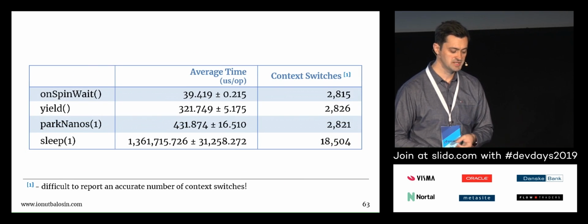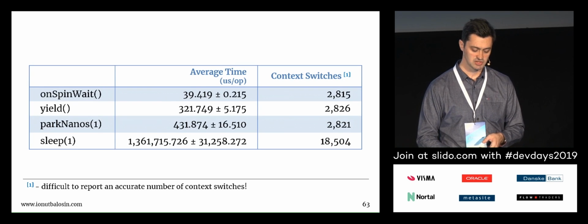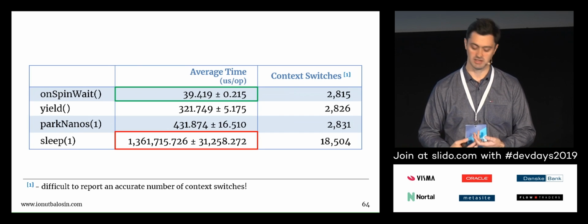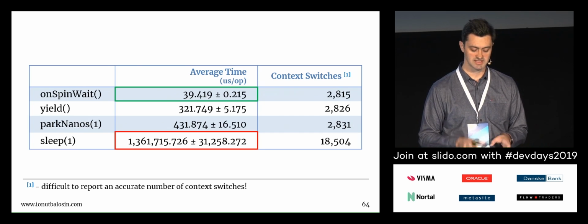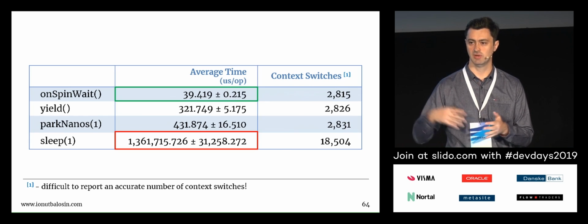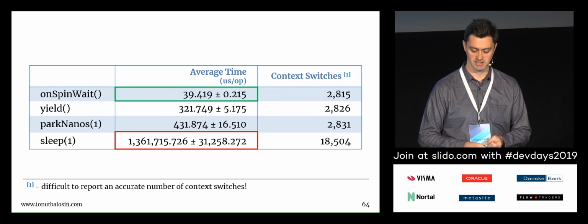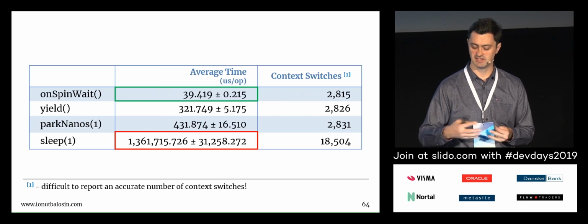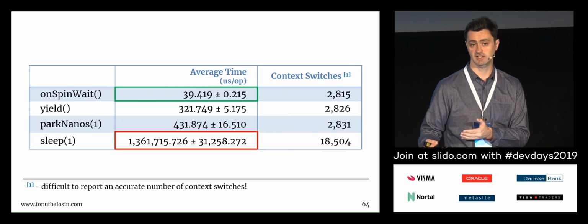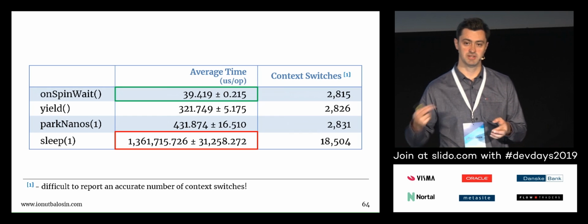And here is a comparison between onSpinWait, yield, park nanos, and sleep. And as you can see, sleep is the worst one. You can also say I'm going to sleep one millisecond. But actually sleep is the worst one because sleep always does a context switch. So you end up in a context switch and then you need to be rescheduled again. And you can also see the context switches for sleep are like 9 times bigger than all the others. You can also say yield. Yield doesn't guarantee that you release and the OS scheduler prioritizes another thread.